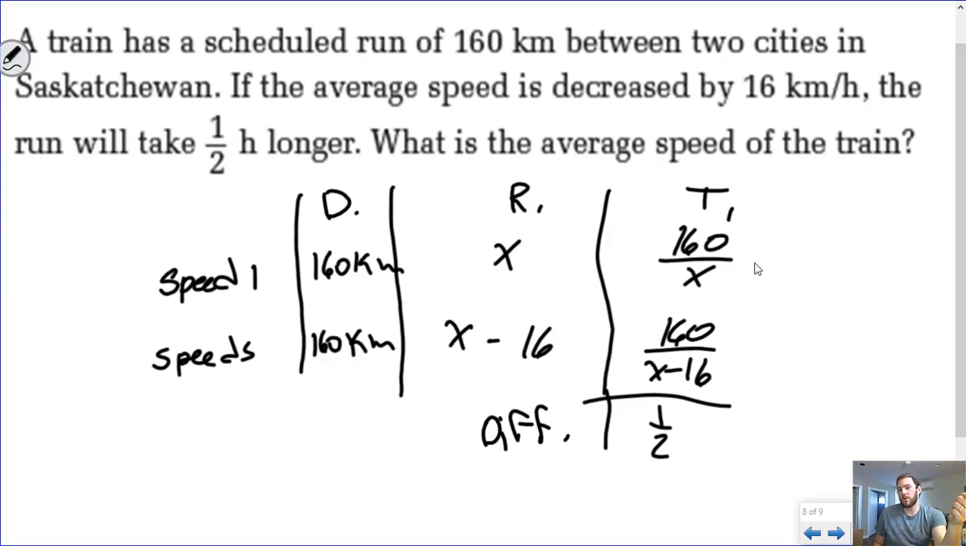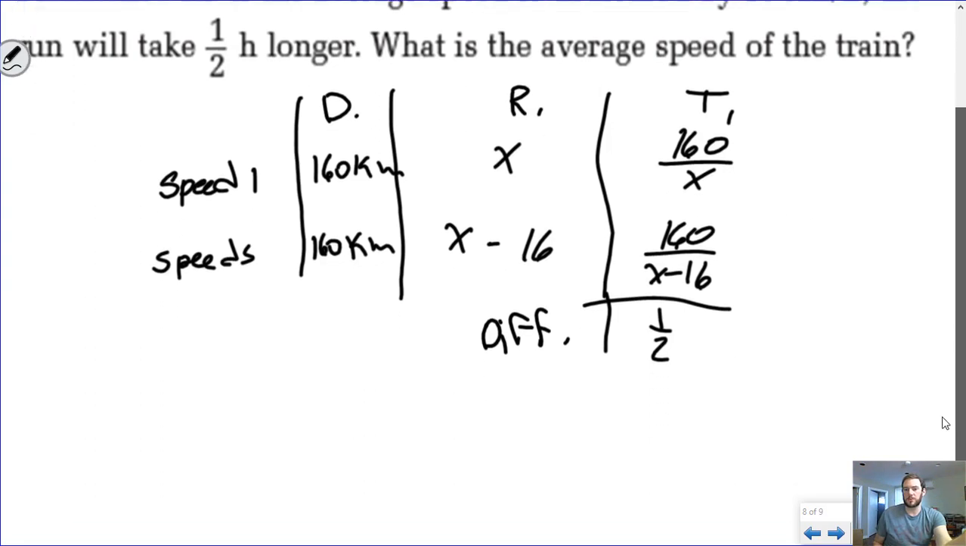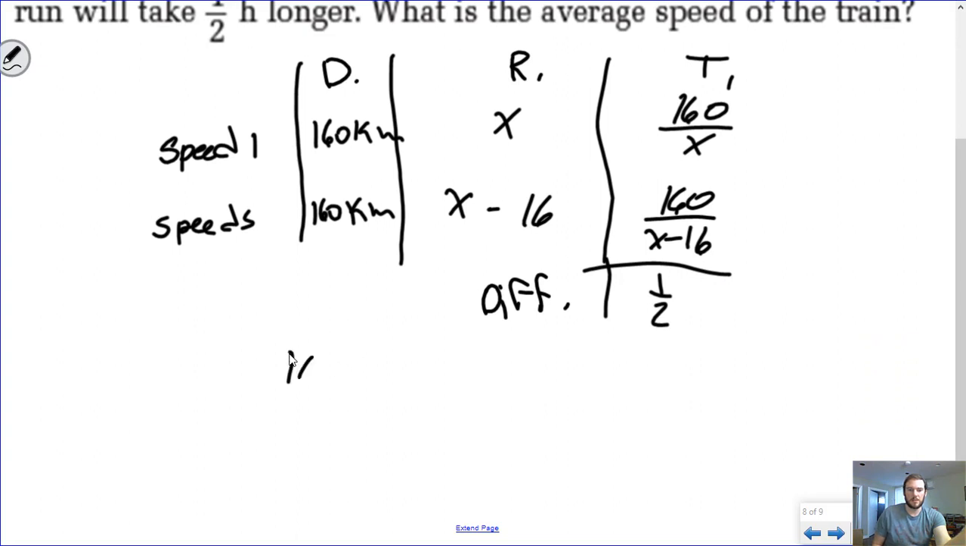Now, which one is more and which one is less? Because we want to make sure that we're subtracting them in a way that's going to give us a positive 1/2. And the answer to that question is the slower speed is going to take more time. So this one here, the X minus 16, it's going 16 kilometers per hour slower, so it is going to take more time. So when we go to subtract these two numbers, we're going to take the 160 over X minus 16, and from that, we're going to subtract 160 over X, and this should be equal to 1/2.